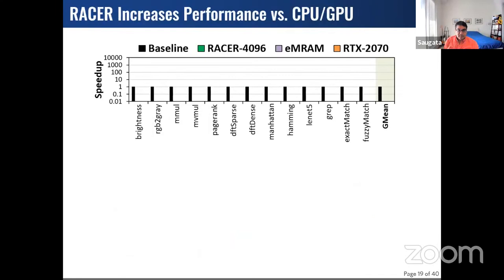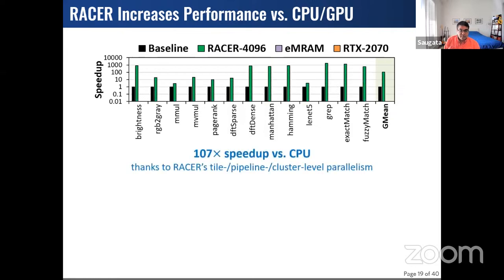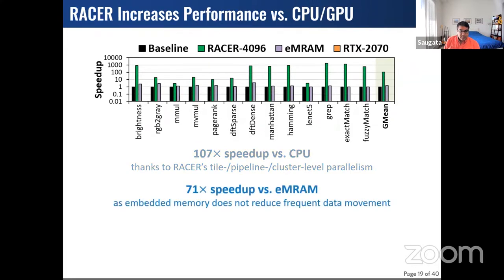But jumping to the results, what we can see here is that on the y-axis, I'm showing you speedup. On the x-axis, I'm showing you the microbenchmarks that we looked at. They come from domains such as machine learning, image processing, data searches, a number of common application domains that we have today. And what we find is that compared to the baseline, the 16-core Xeon CPU, RACER in green gets 107x speedup, as I mentioned before. If we were to move the memory for the Xeon core on chip and use MRAM for it, we still will get a 71x speedup over that.